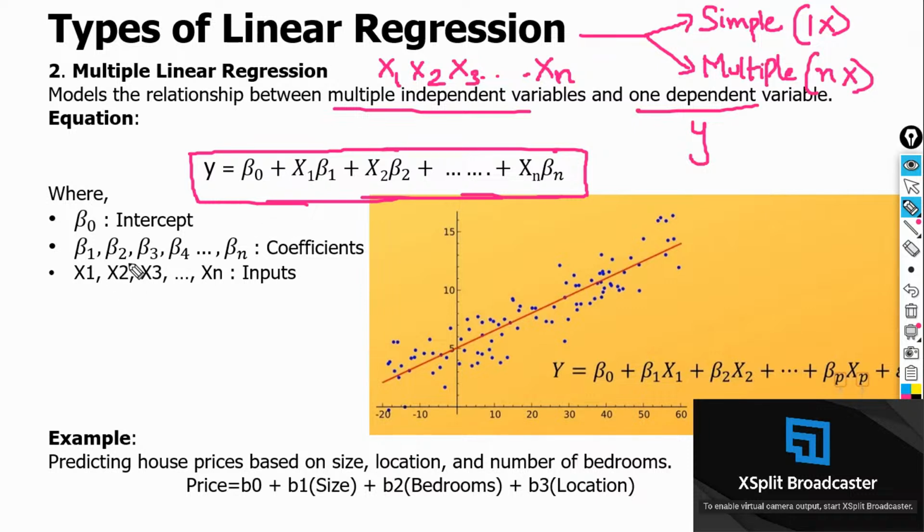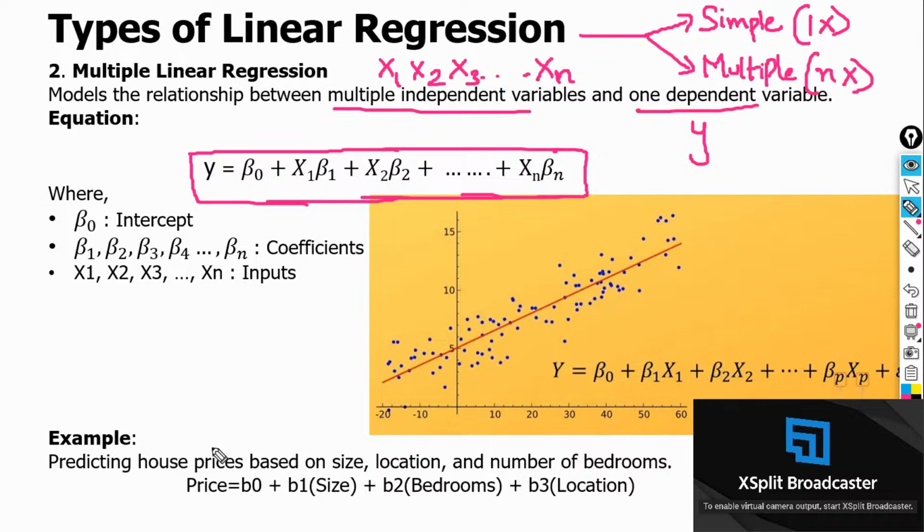We also have the notations for each and every variable used in the formula. Should you remember this equation? Yes, it is mandatory, because when someone questions you in interviews, you're supposed to answer them. Intercept, beta 1, beta 2, beta 3, beta 4, so on, beta n will be coefficients, and x1, x2, x3, so on, xn will be inputs, independent variables. Y is your output, the dependent variable.